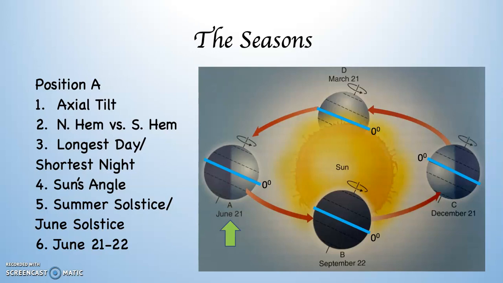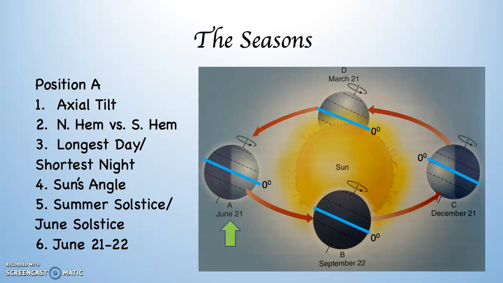Solstice is a Latin word. It means sun, that's the sol part, standing still, that's the stice part. The summer solstice in the northern hemisphere begins on June 21st or 22nd. It varies annually.